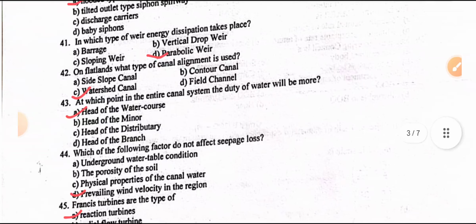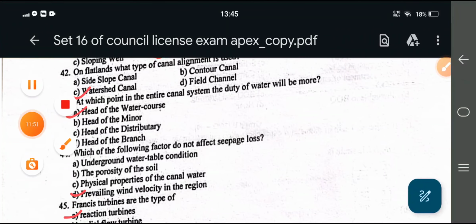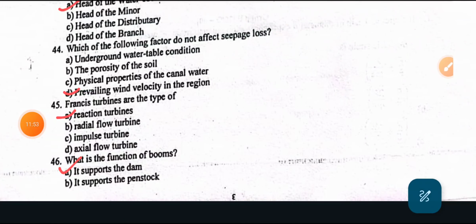Which of the following factors do not affect seepage loss? Prevailing wind velocity does not affect the seepage loss. Wind velocity has nothing to do with the seepage loss. Francis turbines are a type of reaction turbines. Reaction turbines. Francis turbines are called reaction turbines.